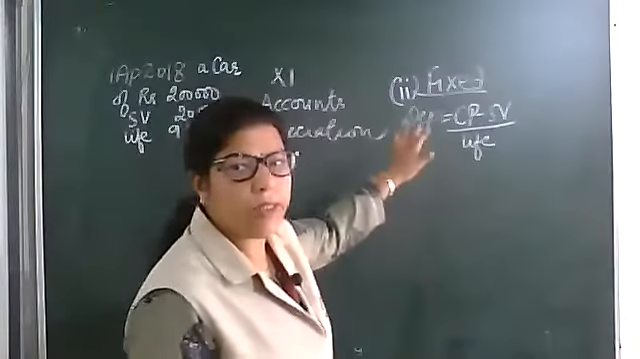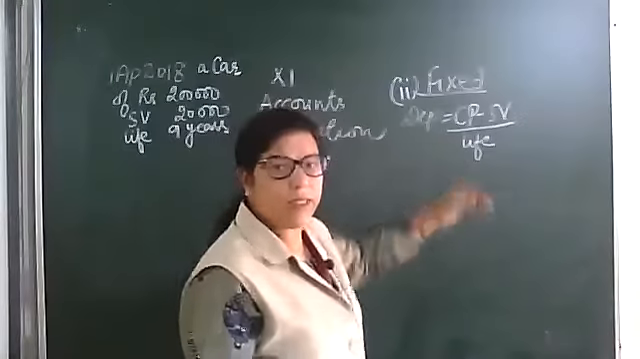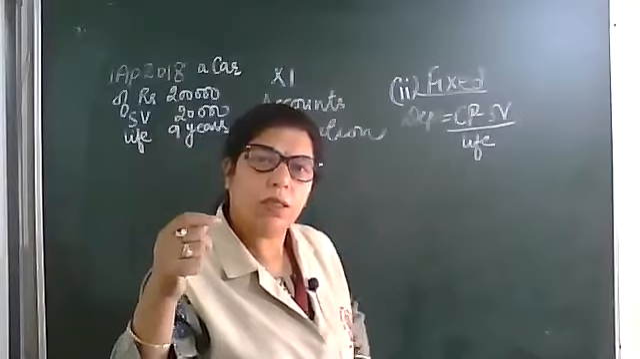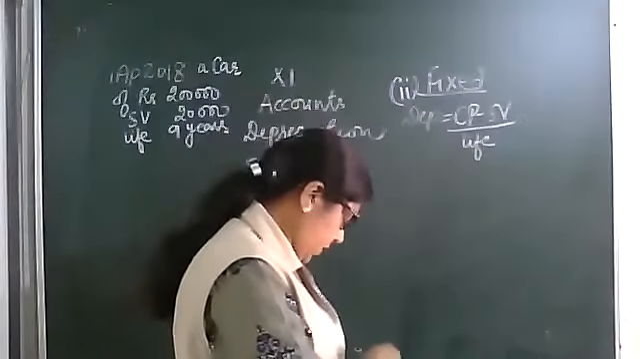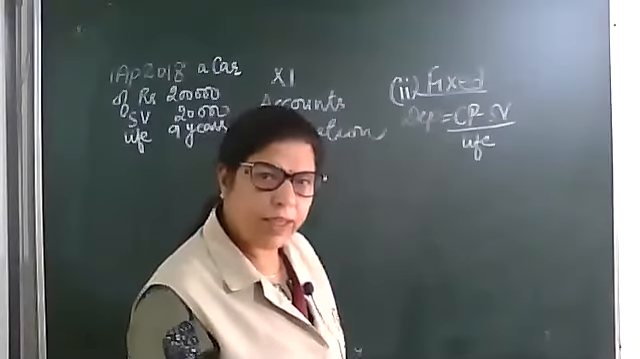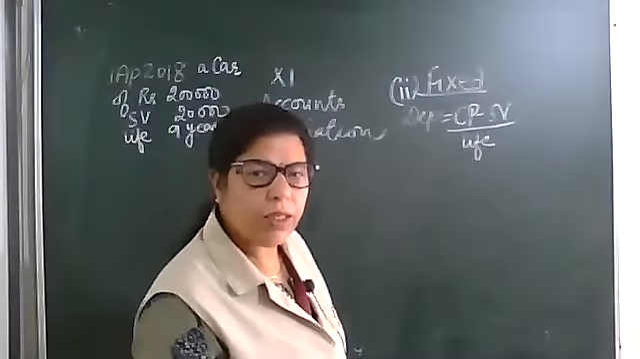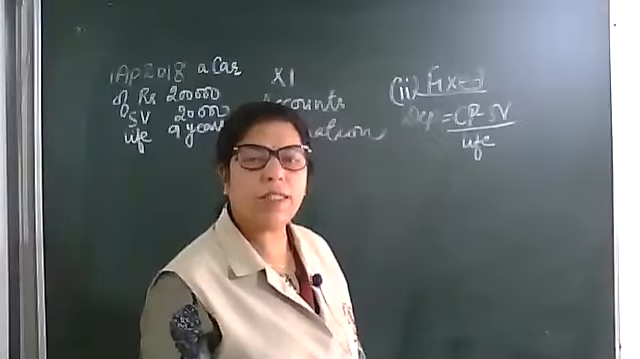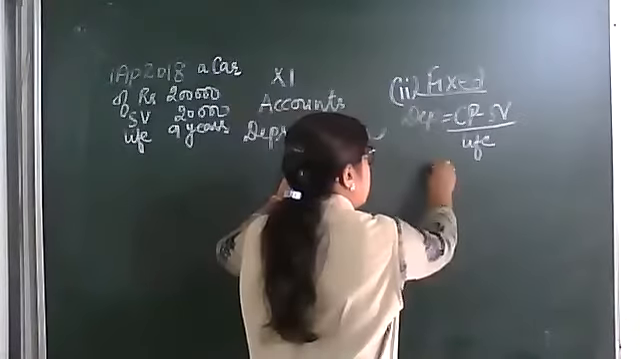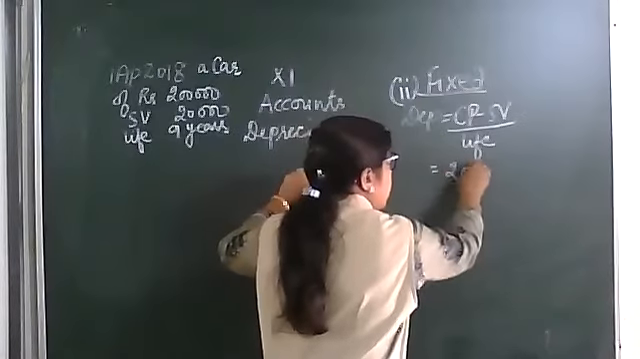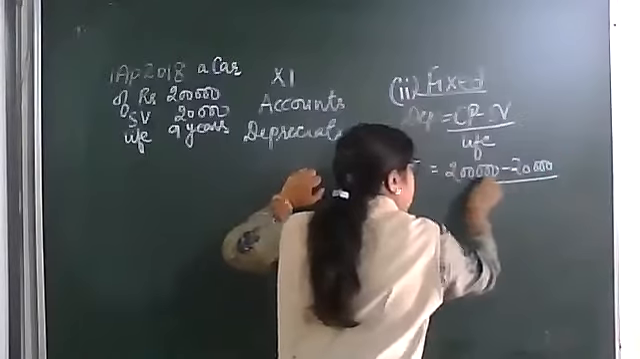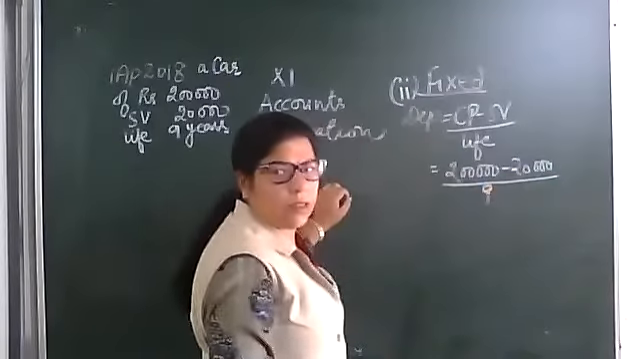My dear children, look at the board. This is cost price minus scrap value upon life. Am I audible now? Okay. Now what is the cost price here? 2 lakh. What is the scrap value? 20,000. What is the life? 9. See here, then you will be able to understand. 2 lakh is the cost price, 20,000 is the scrap value, life is 9 years.